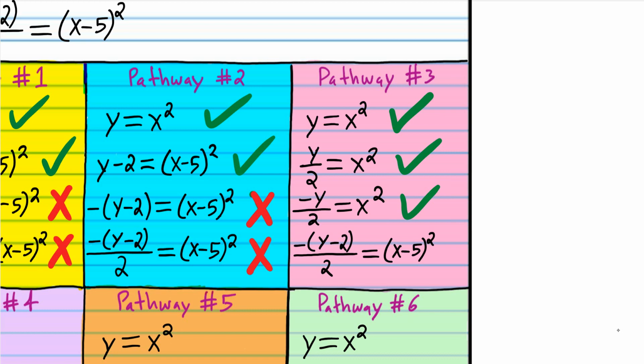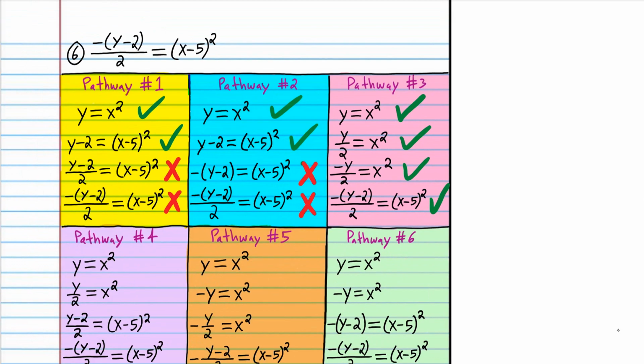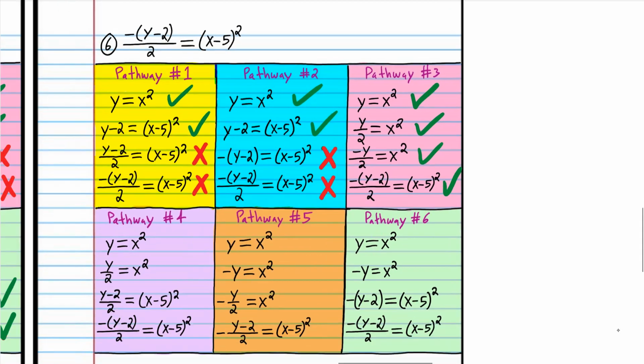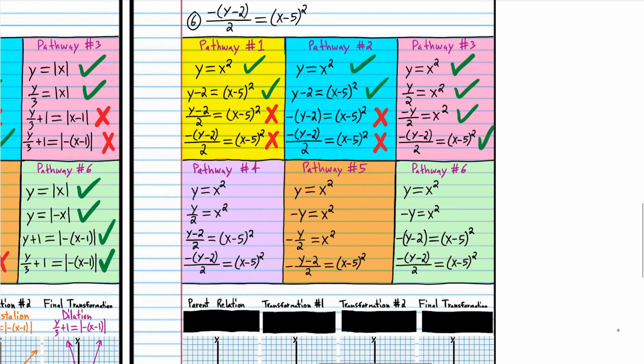Then we're going to replace x with x minus 5 and y with y minus 2. The transformation properties tell us to just move to the right 5 units and up 2 units. So that pathway works without any kind of modification of the expression. So we could use pathway number 3.